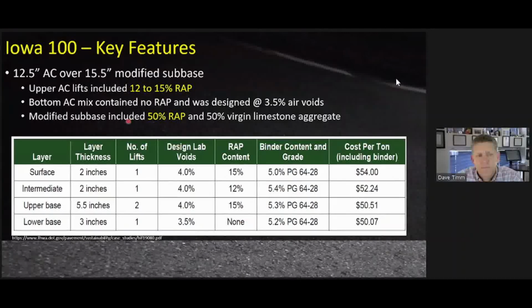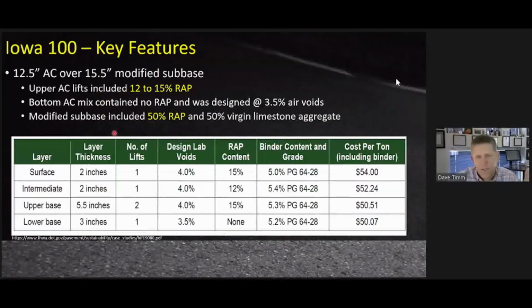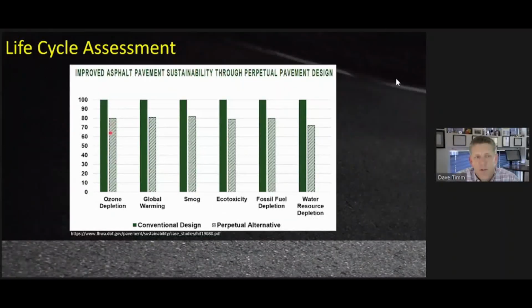So no RAP there. And then for this 15.5 inches of modified subbase, they used 50% RAP and 50% virgin limestone blended together to make that subbase. So this has a lot of recycled content in this cross section. And again, from a sustainability point of view, this is really important: the authors of this study went through and quantified, from the conventional design, not being perpetual, and then the perpetual alternative, which is this cross section, how much savings they got from these very specific measures of sustainability.